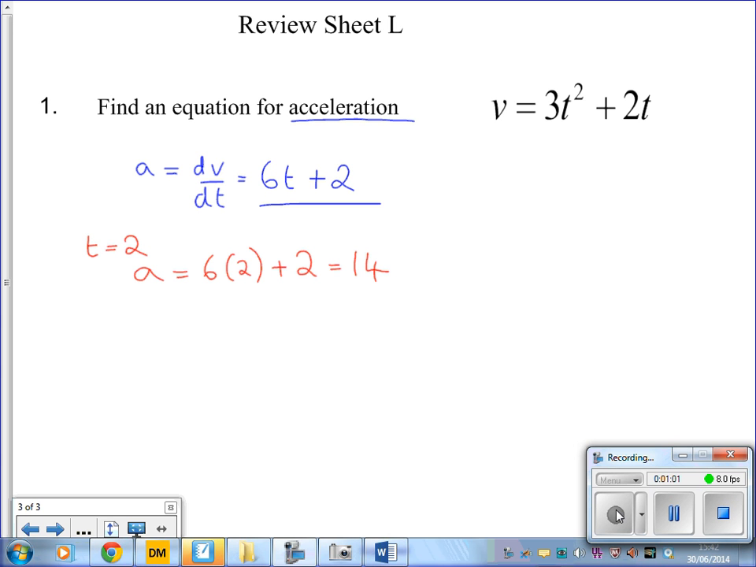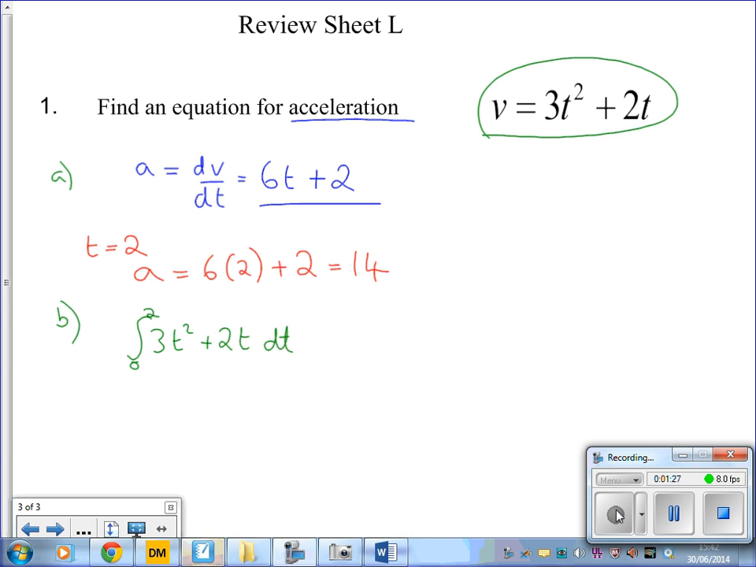That was part A. And in part B, it says use integration to find the distance travelled in the first 2 seconds. So I'm going back to this original equation, and this time I'm integrating it, 3t squared plus 2t with respect to t, to find the distance travelled. And in the first 2 seconds, so my limits are 0 and 2.